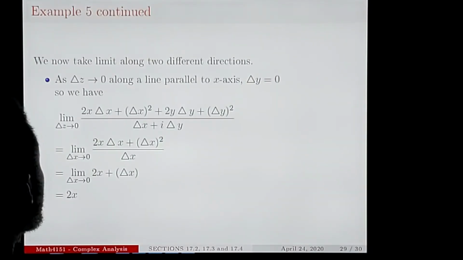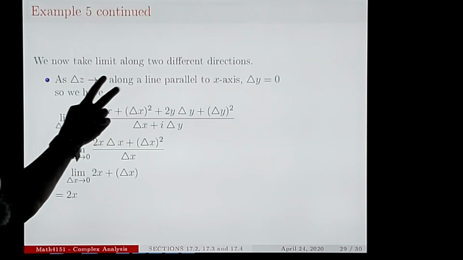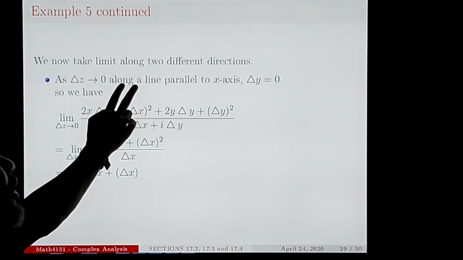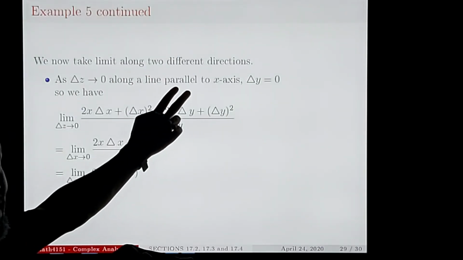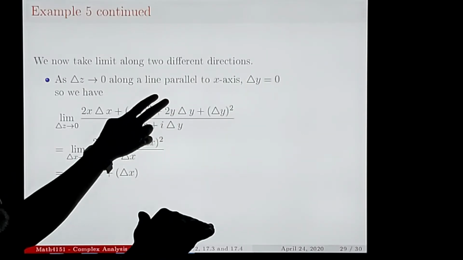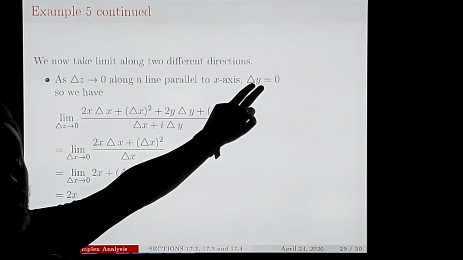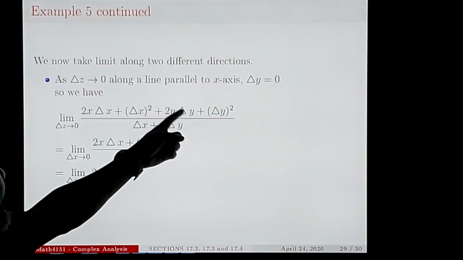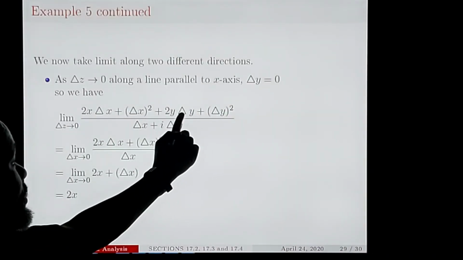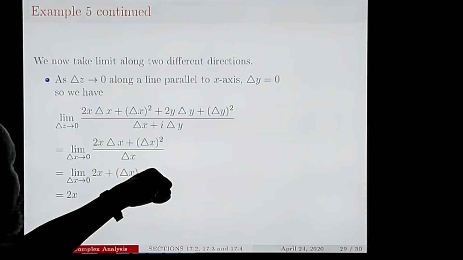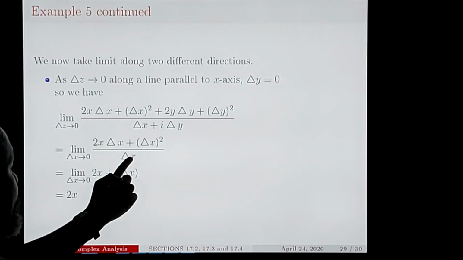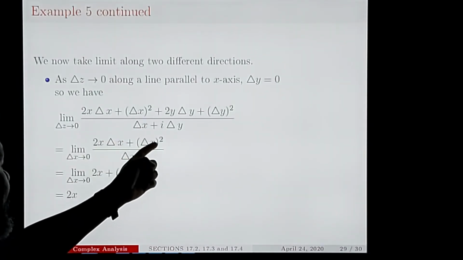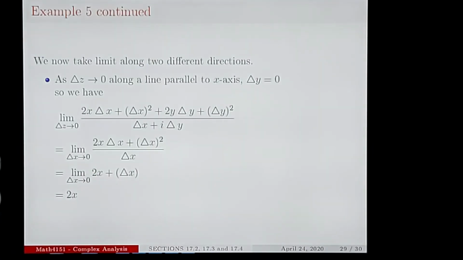So, let's see what happens. If we take the limit along two different directions, first as del z approaches 0 along a line parallel to the x-axis, our del y will not be changing, so it will be 0. If there's no change, it's 0. So what remains is just this plus this divided by this. If you cancel out the del x, you will have 2x plus del x. And so, if you take the limit, you have 2x.